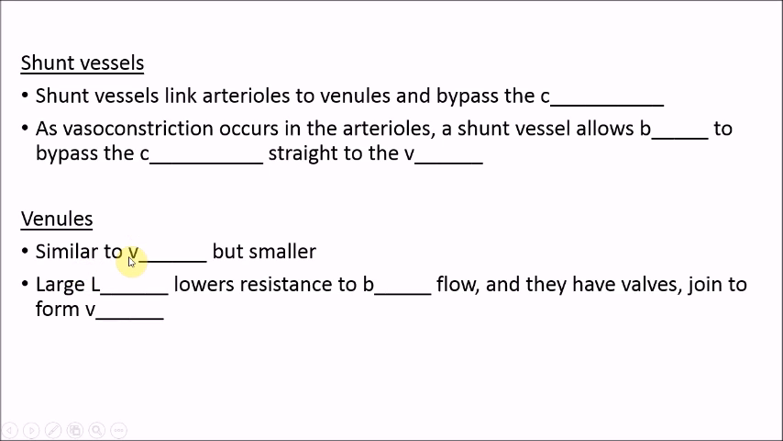Venules are similar again to veins, but they're smaller. They have a large lumen, which lowers resistance to blood flow, which is good because they haven't got a lot of pressure, so they're going to need blood flow, and they've got valves. They then join to veins.